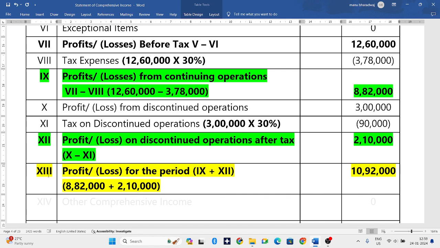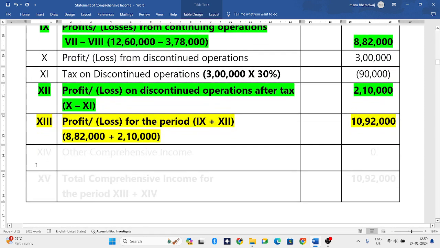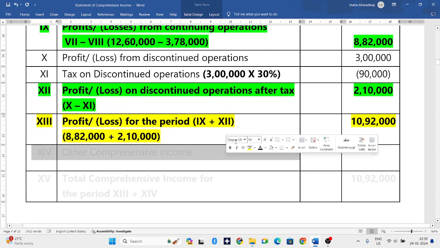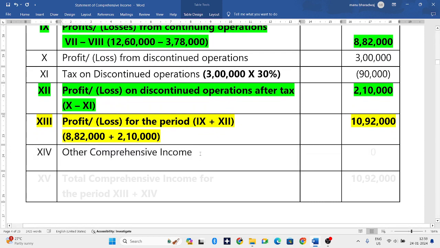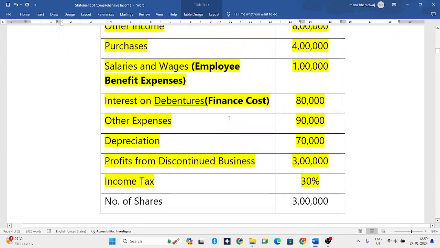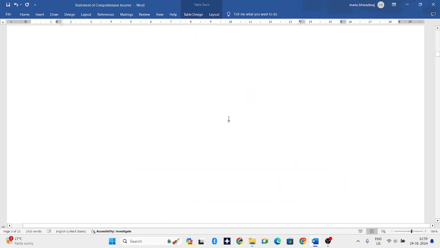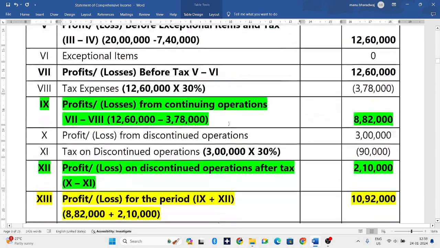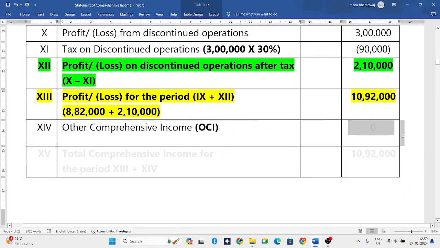10,92,000. This 10,92,000 is our total profits for the year. For this total profit, we need to add other comprehensive income. We usually call it OCI, other comprehensive income. Let us check in the question whether they have given any other comprehensive income. No, they have not given anything. When they have not given anything, take it as 0.